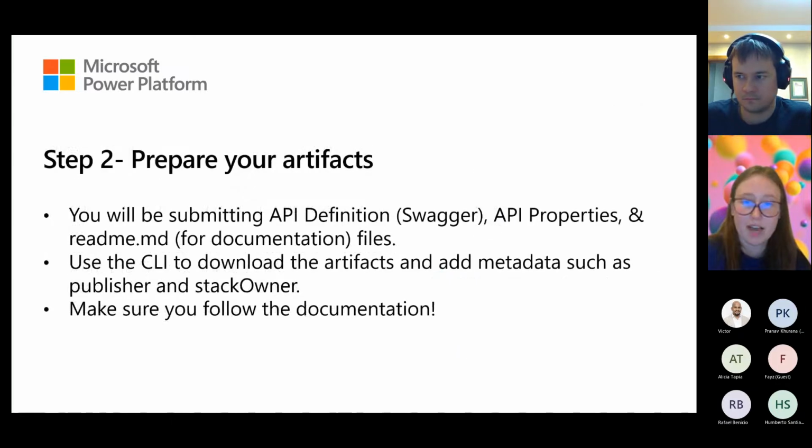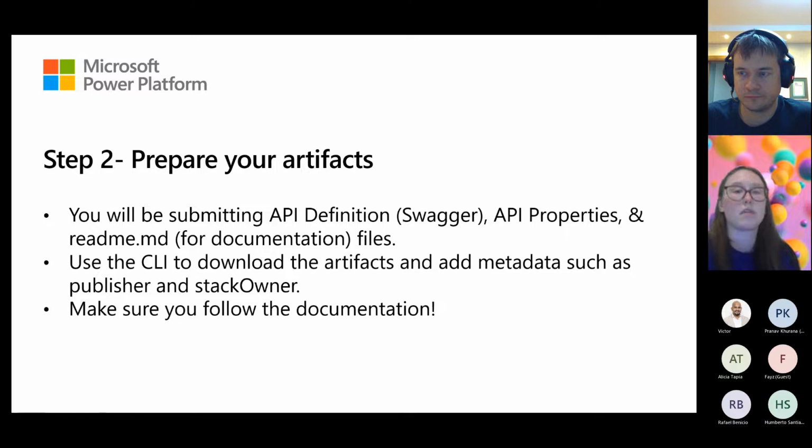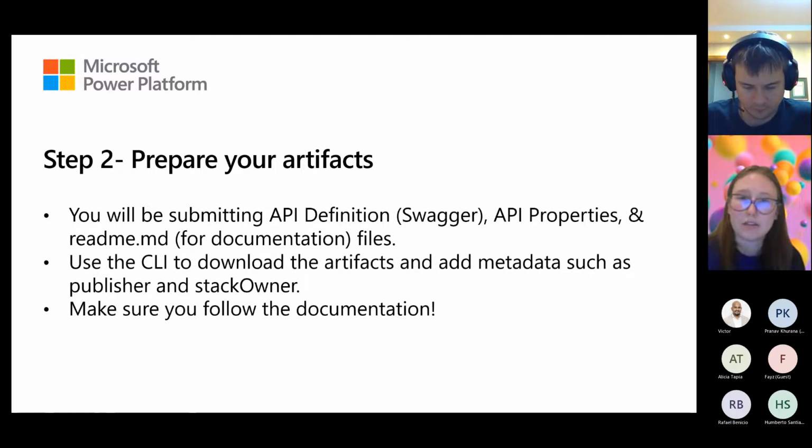Step 2, prepare artifacts. So your Swagger file, right, the API properties file, which refers to, if you're looking at the custom connector UI, it refers to step 2, security, so basically how you're authenticating. And then a README MD file for documentation. We have like a standard template, but we also see some people deviate from it and provide even more information about how to get started, especially if the API or the connector itself is a little bit more complicated.